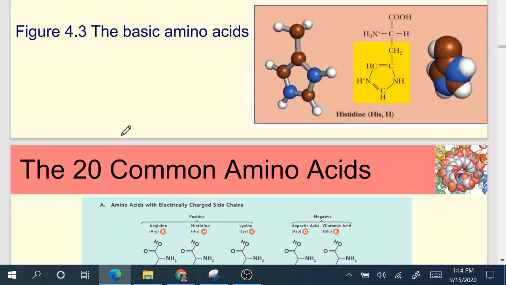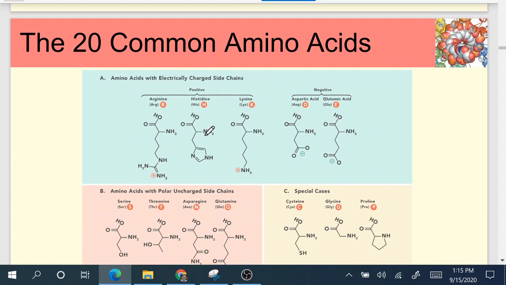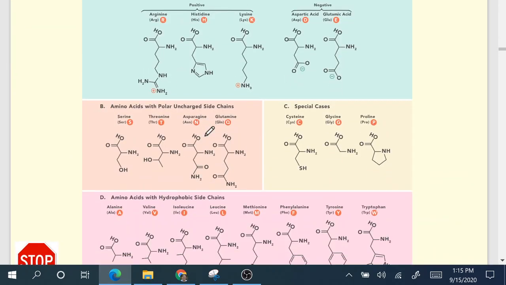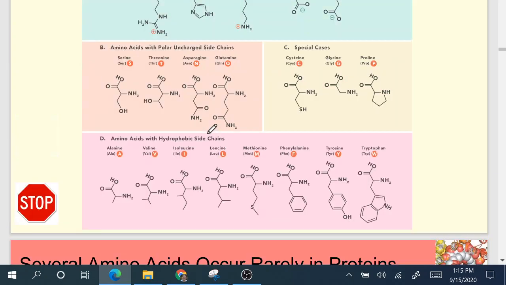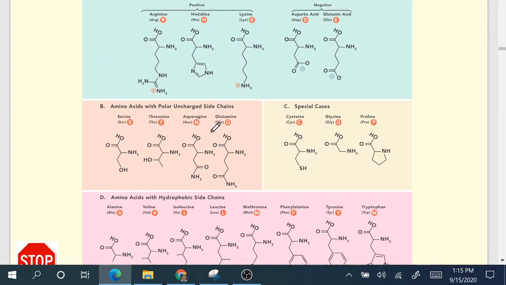Okay, so histidine next. One of these nitrogens can pick up a hydrogen and become positively charged. And we already looked at this chart. Okay, so we're going to stop here, and we will continue this chapter in the next video.